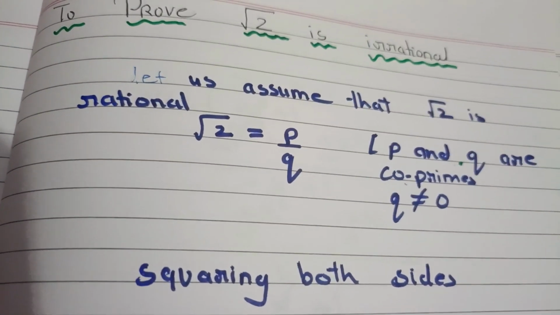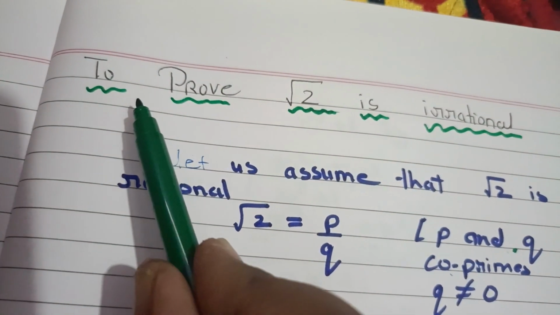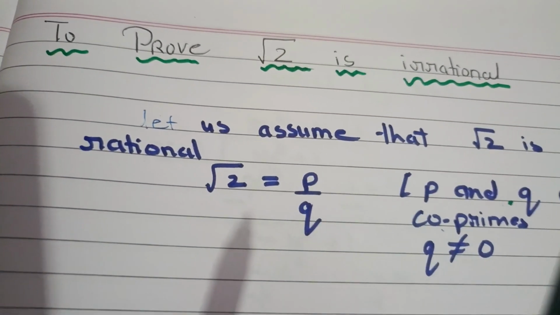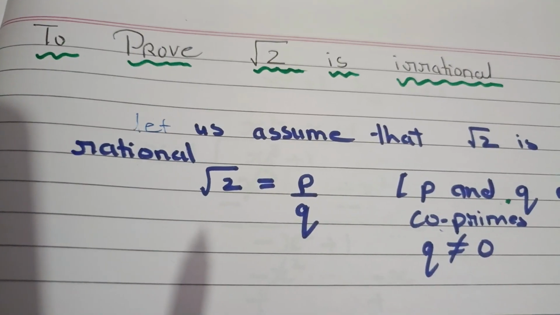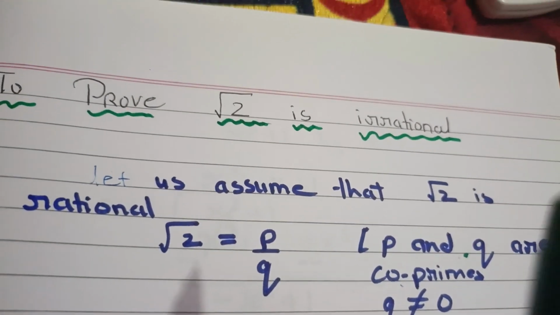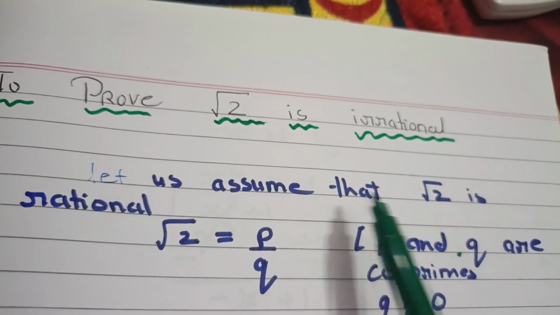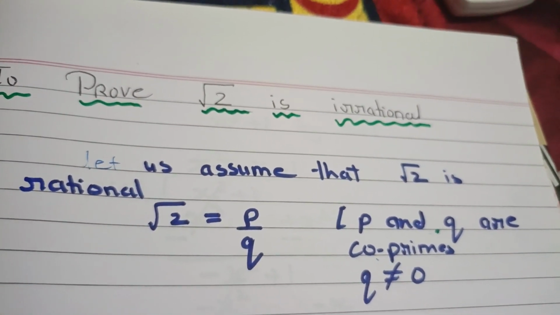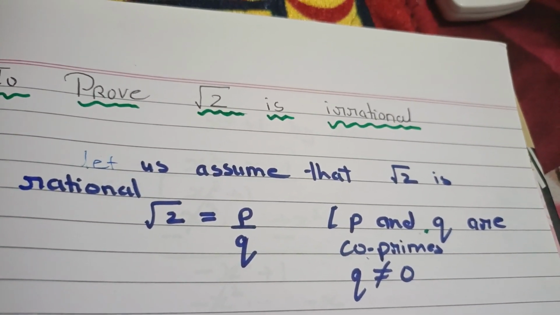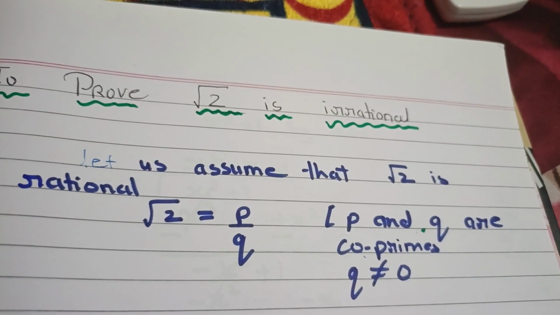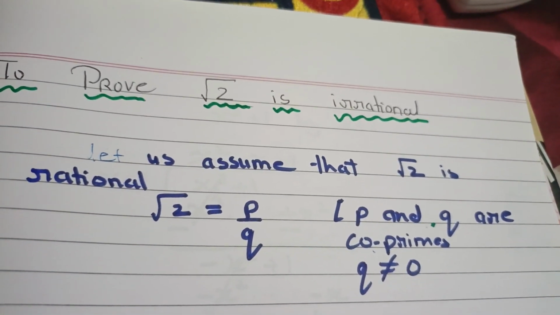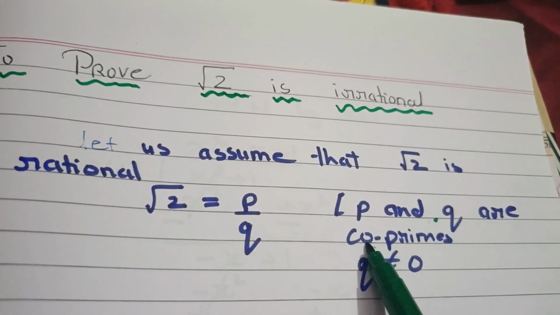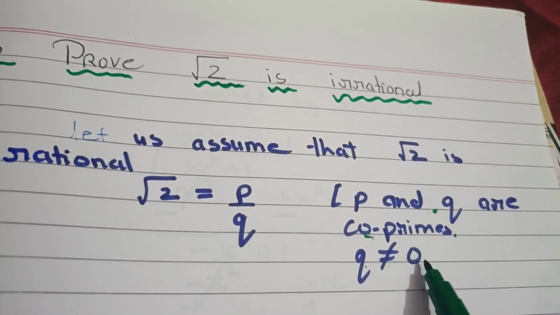Let us assume that, this is to be proved that root 2 is irrational. But let us assume that it is not irrational, it is rational, okay? Let us assume that root 2 is rational. And we have already studied in lesson 1 of class 9th that if any number is rational, it can be written in the form of P upon Q, where P and Q are co-primes and Q not equals to 0.